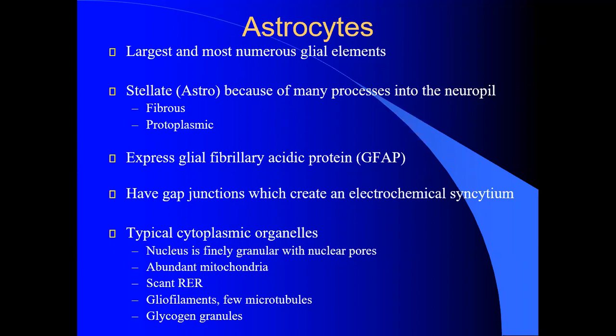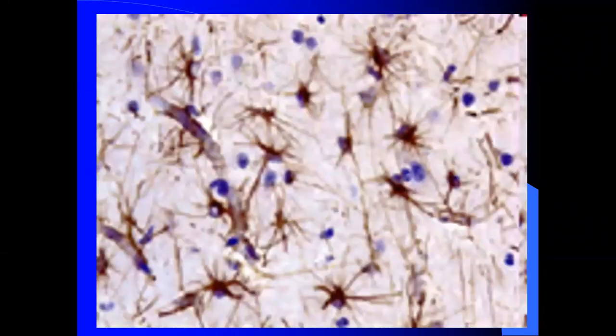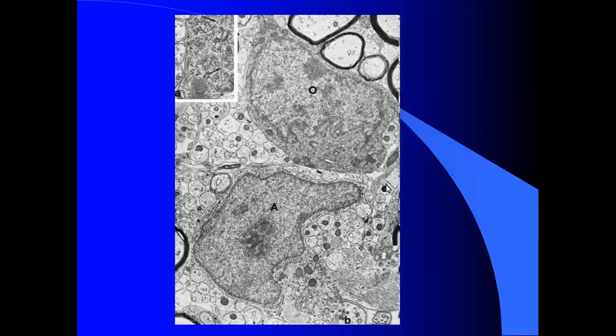They have typical organelles. The astrocyte has a finely granular nucleus. There are nuclear pores, mitochondria, RER, smooth ER, glial filaments, very few microtubules, and they will have granules in them. Right? GFAP stain of astrocytes in tissue. And you could see why they're called astrocytes. They're completely stellate. I mean, that's just the first impression that you get.